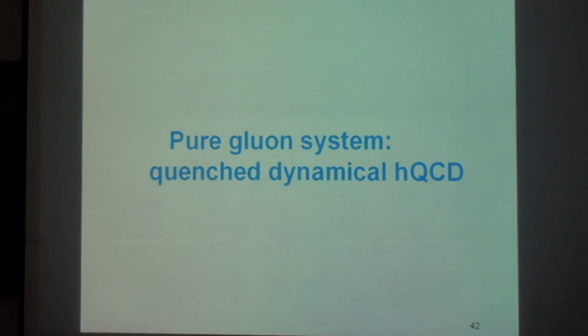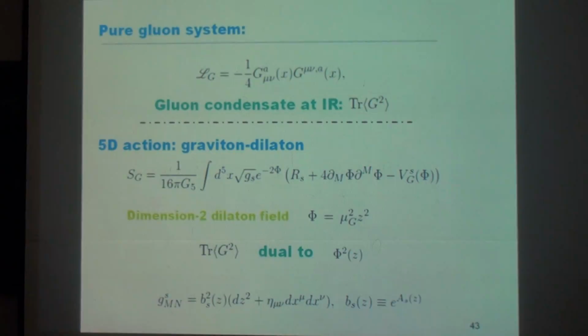Okay, so by using such a scenario, we can cook up a kind of quantum dynamic holographic QCD model for the pure gluon system. This worked quite well. This is just the Lagrangian for the pure gluon system, and at the IR, of course, we have gluon condensation.